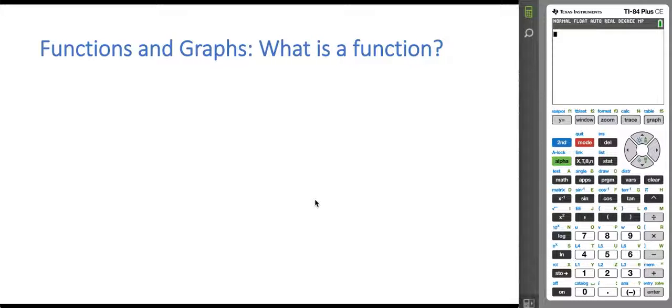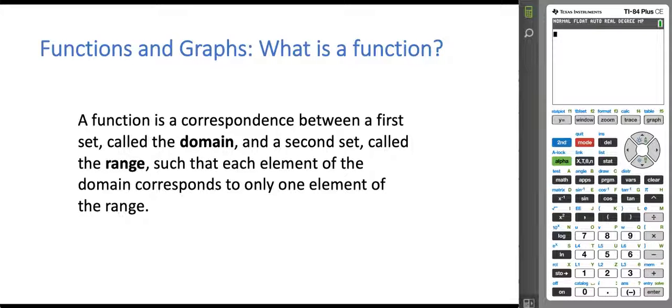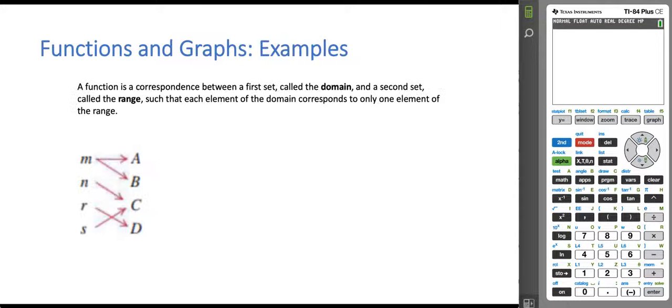So the first thing we need to do is to establish what exactly is a function. The definition of a function is a correspondence between a first set, called the domain, and a second set, which is called the range, such that each element of the domain corresponds to only one element of the range. I know that's a lot to digest, so let's look at this with a couple examples.